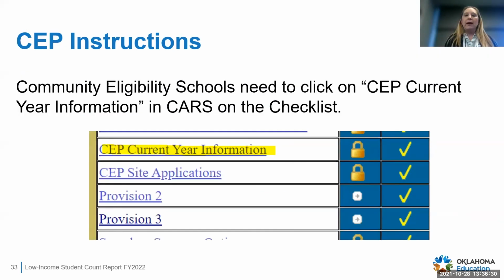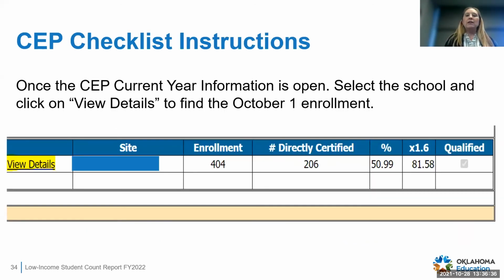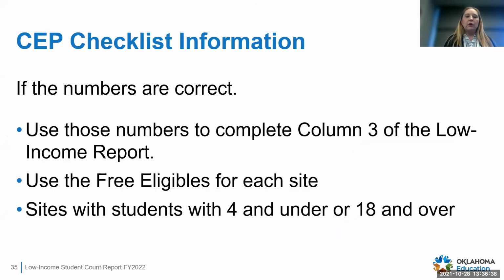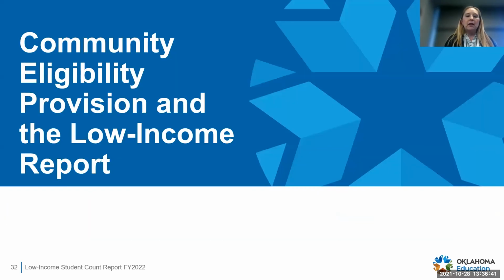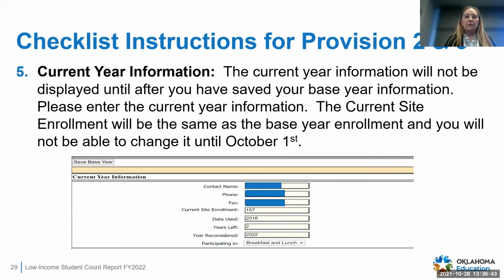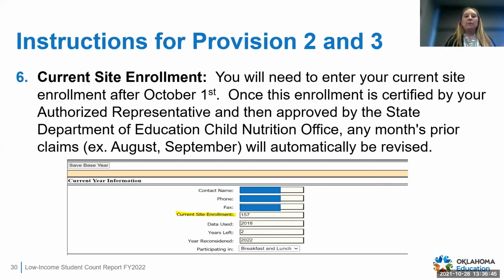You're going to make sure you have your current year enrollment. You're going to go to your view details. You're going to put in your current. Your CEP current year view details is going to look pretty much just like this provision one. You're going to put in your current enrollment here, and that's going to match, or it has to match, accreditation.